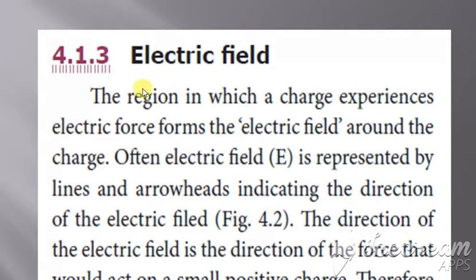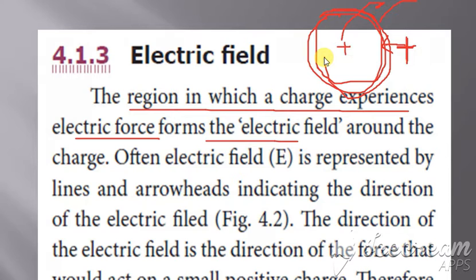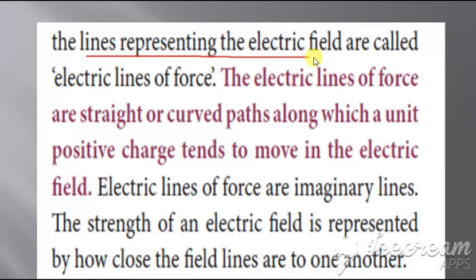I'll say it once again: the region in which the charge experiences electric force forms the electric field. So in whatever region any charge experiences a force. If you bring a negative charge here, what happens? They attract, because around this there is an electric field. In the same way, when you bring a positive charge at this place, it will not repel, but when you move it to this place, it repels, because around this there is an electric field. And that is called an electric field. Clear with this?